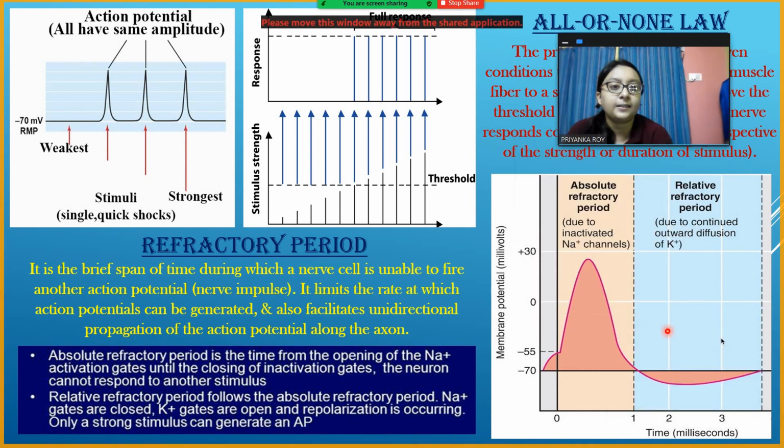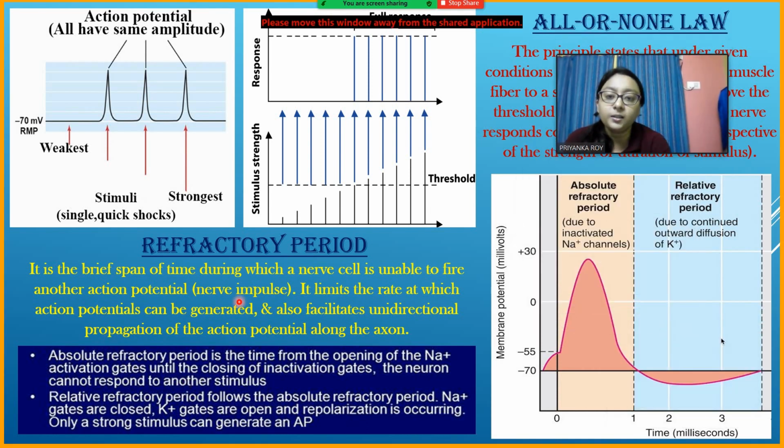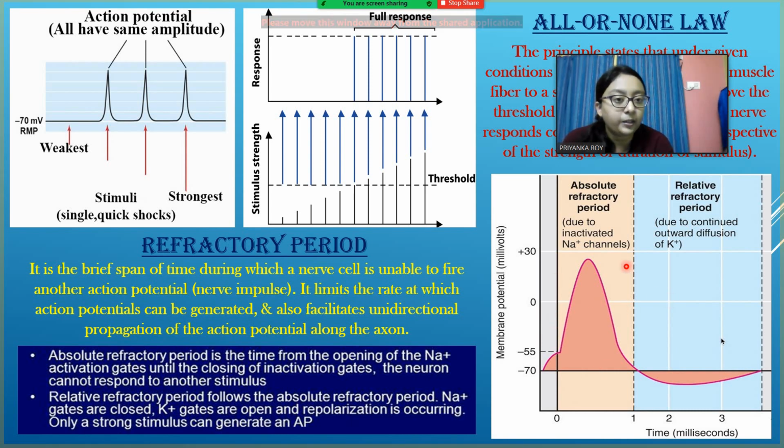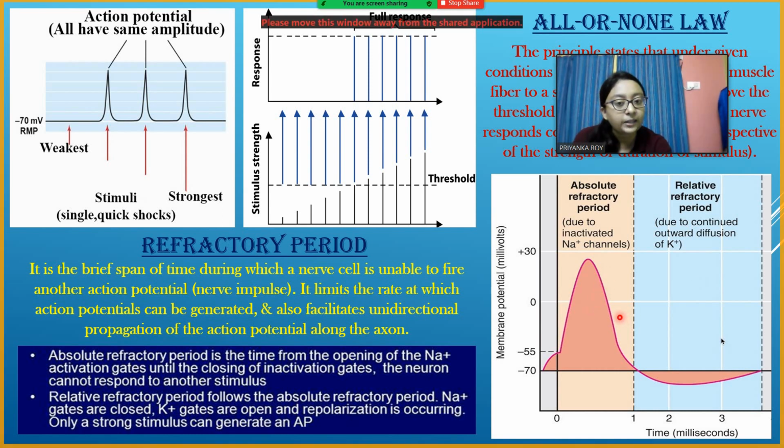Another term that I used in the last slide is the refractory period. This refractory period is basically, as I told you, the time which the membrane takes to restore to the resting membrane potential. Now, there are two kinds of refractory period. One is the absolute refractory period and the next one is the relative refractory period. The absolute refractory period is when, due to the inactivated sodium channels, it is absolutely not responding to another stimulus. It cannot respond at all when this spike is taking place.